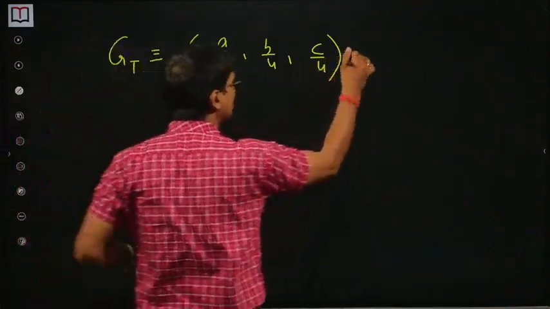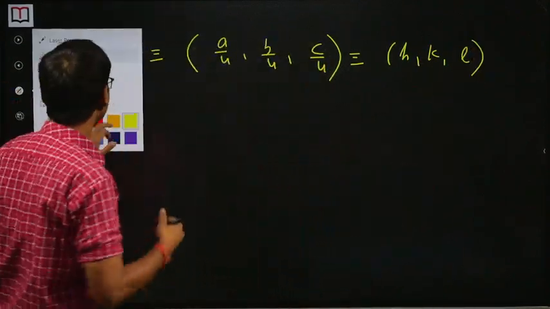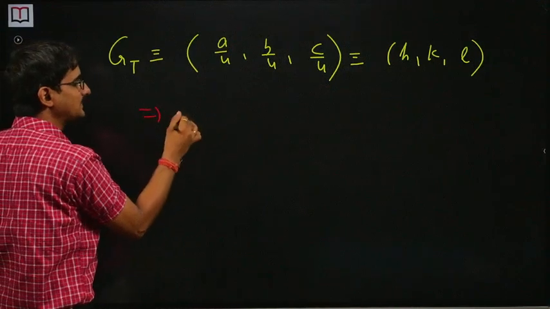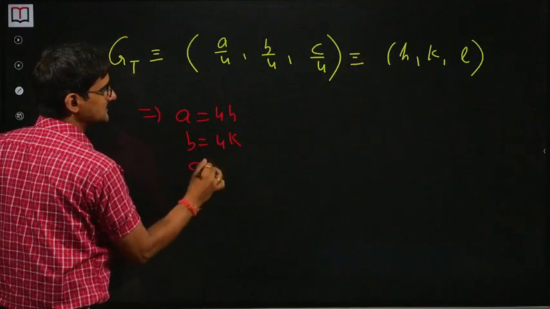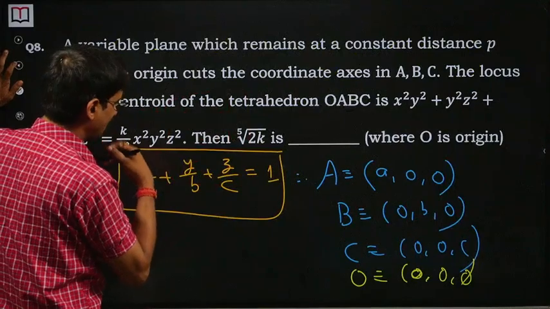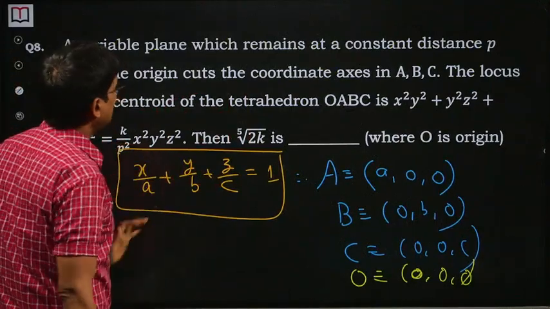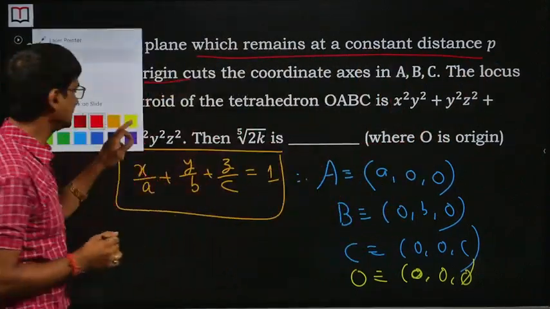We have to find its locus. So again I will assume it to be (h, k, l), and you see, it is going to be really simple. a is nothing but 4h, b is nothing but 4k, c is nothing but 4l, and now just replace a, b, c here. Which remains at a constant distance p from the origin. So that's what I missed.